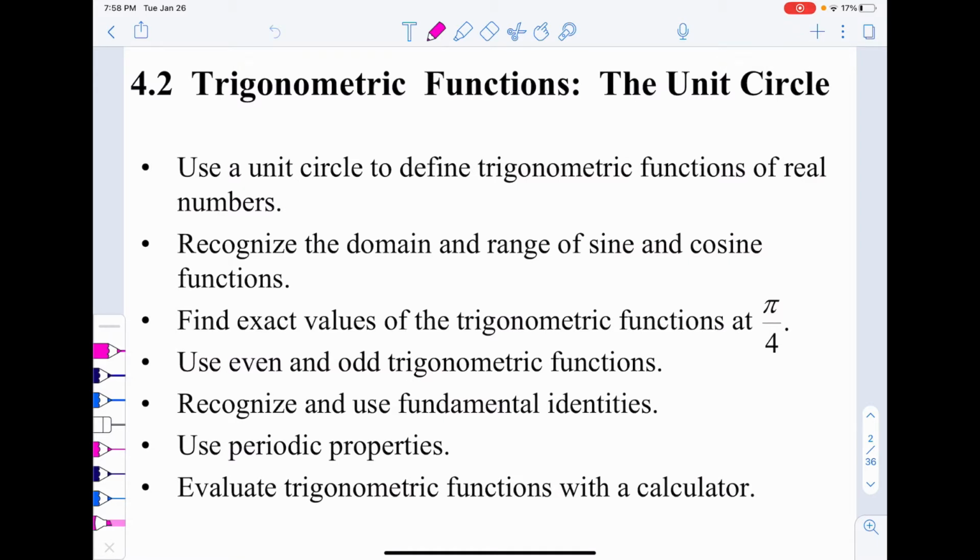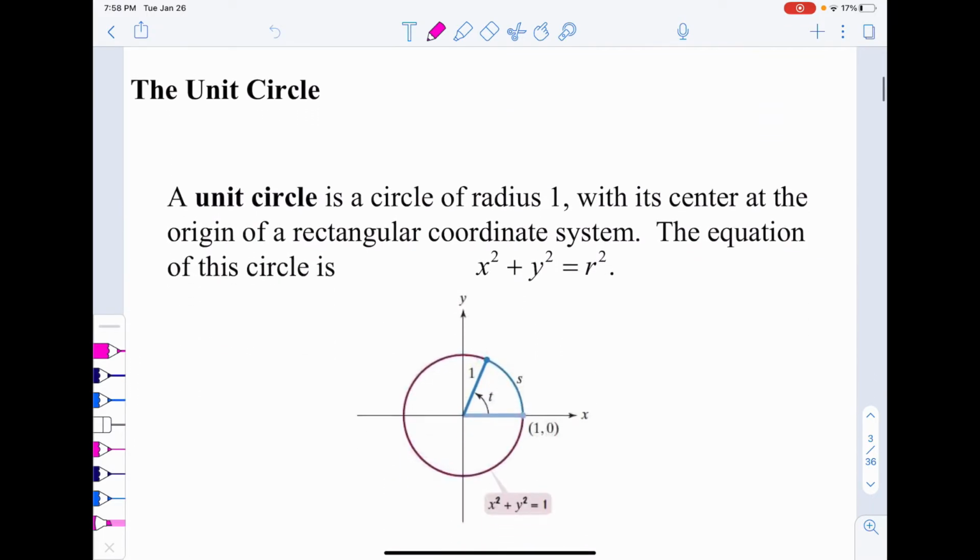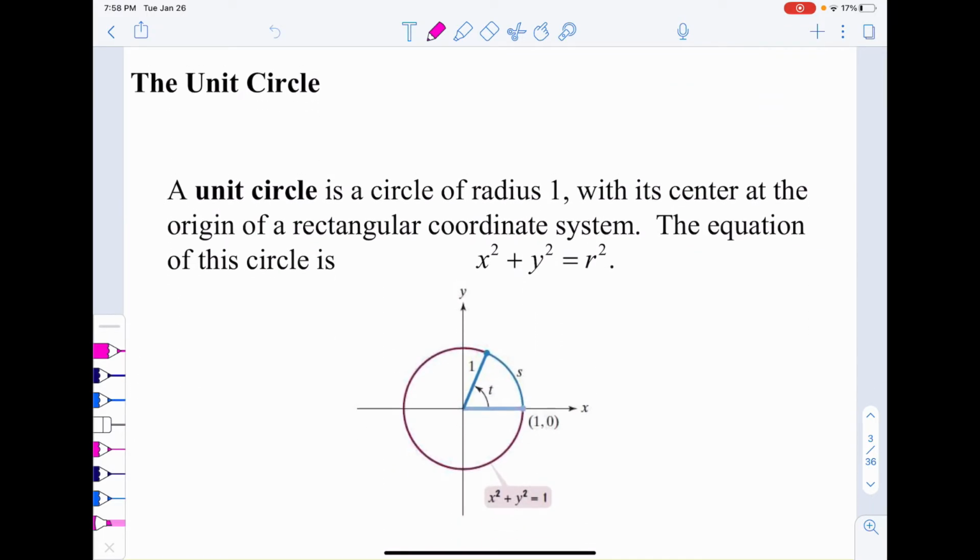So we're going to use a unit circle to define trigonometric functions of real numbers, recognize the domain and range of sine and cosine functions, find exact values of the trigonometric functions at pi over 4, use even and odd trigonometric functions, recognize and use fundamental identities, use periodic properties, and evaluate trigonometric functions with a calculator. So some of this stuff, as I said, should be good review, but it's always good to have that refresher.